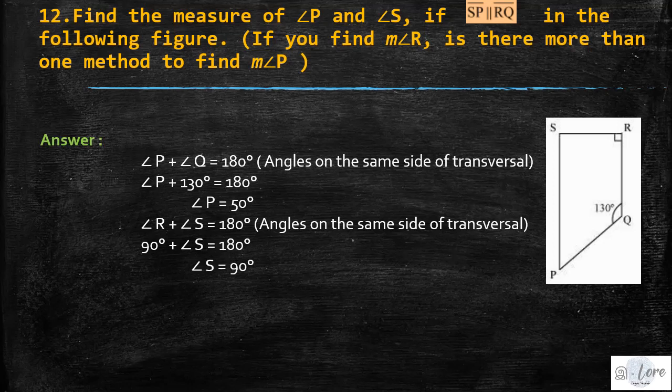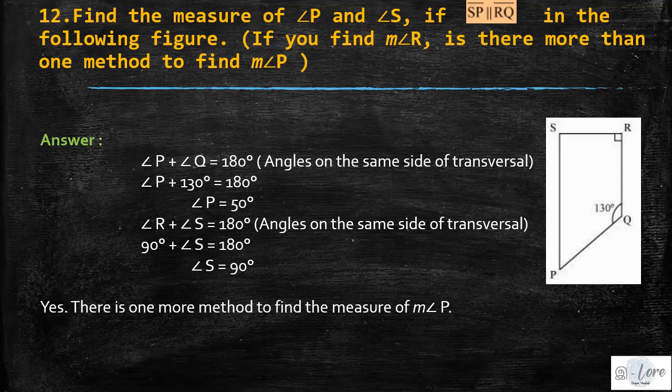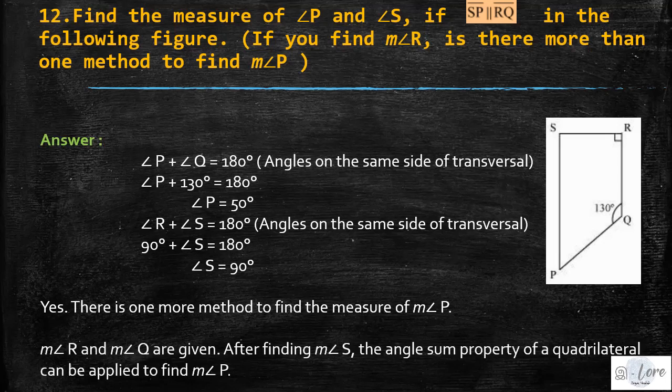So do you think there is one more method to find angle P or S? Yes, of course, there is one more method to find the measure of P, because angles R and Q are given. After finding angle S by the same side transversal property, the angle sum property of a quadrilateral can be applied. The sum of all angles of a quadrilateral is equal to 360 degrees. If you apply that method also, you can find the value of P. I am telling you, each and every problem has a minimum of 3 solutions.